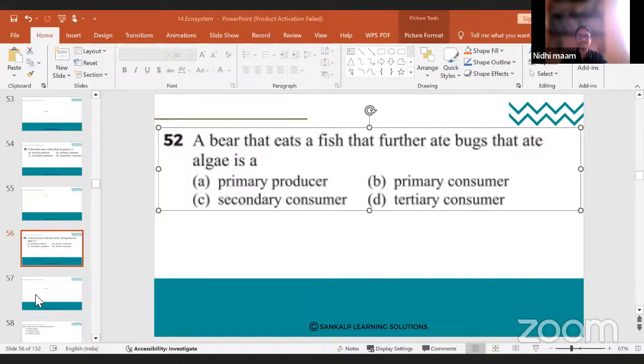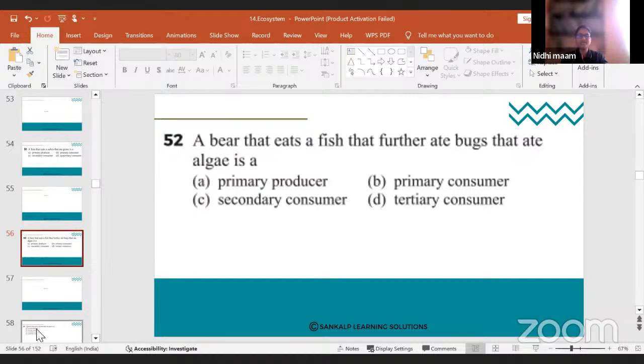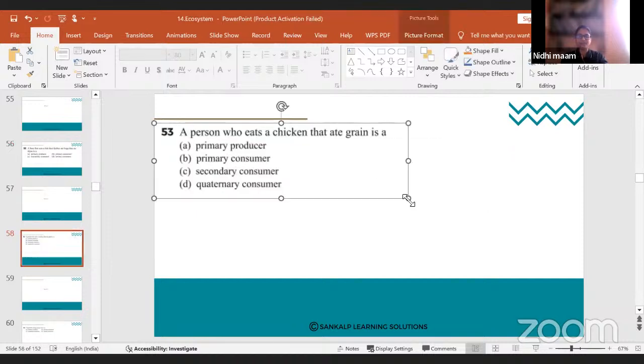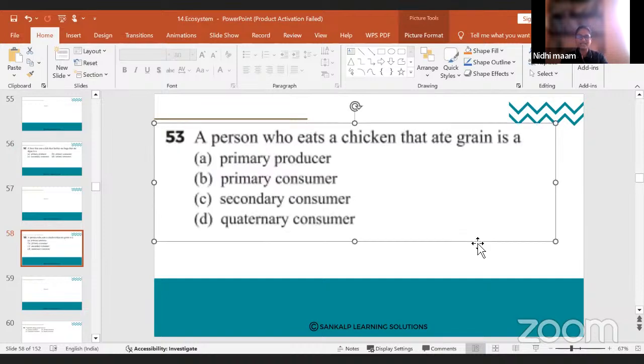The right answer is option D, tertiary consumer. The bear will be a tertiary consumer. Next, a person who eats a chicken that ate grain is a... Grain is a producer, then chicken is a primary consumer and the person... A is primary producer, B is primary consumer, C is secondary consumer, D is quaternary consumer.